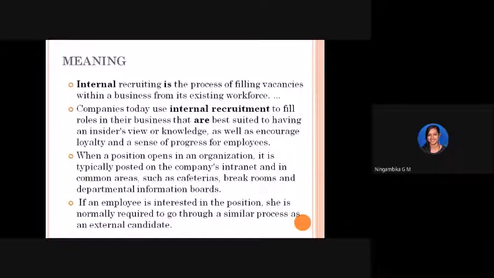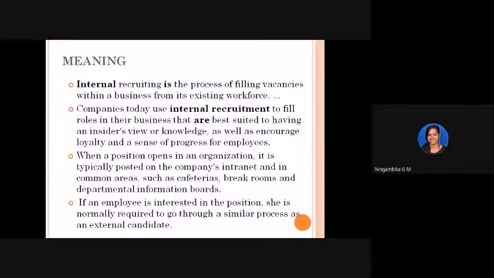Internal recruiting is the process of filling a vacancy within a business from its existing workforce. Inside the organization, they try to look for an employee who is suitable for the profile, based on his experience and skill set. Then they can take a person from inside the organization. Companies today use internal recruitment as a best source because it encourages loyalty, can motivate employees, reduces the cost, and they can improve the knowledge of an existing employee.